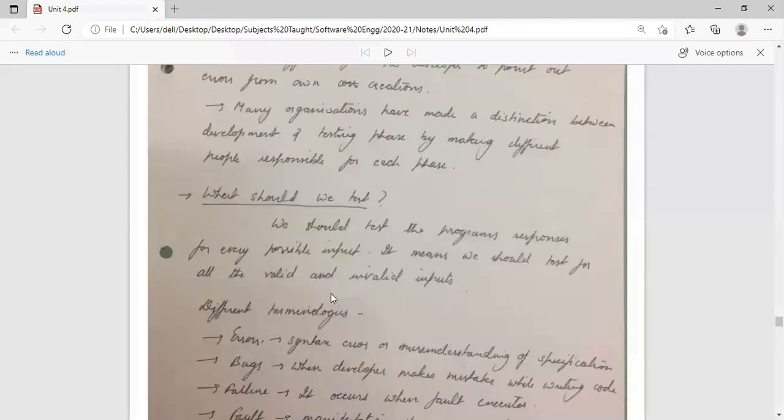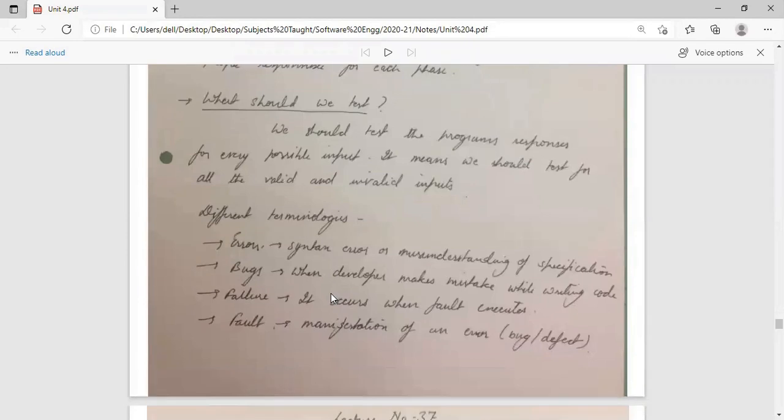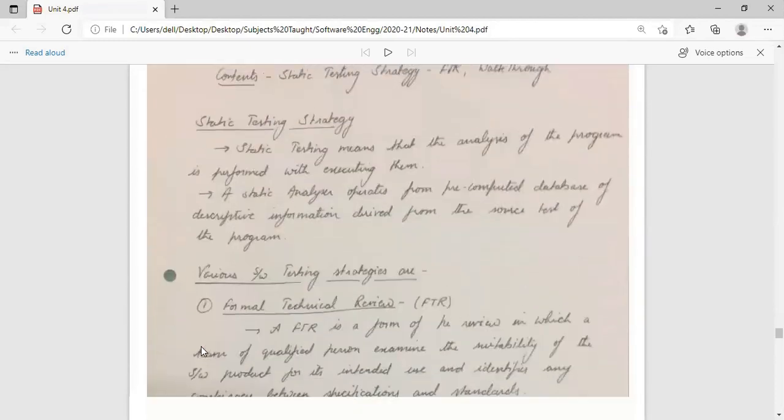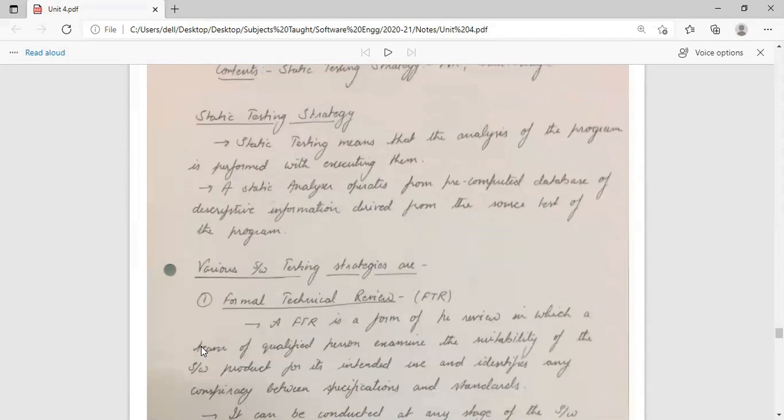Now, the next thing is, what should we test for? We have already seen this particular part. We have seen different terminologies like errors, bugs, failure, and fault. These were already taken into consideration and I have already taught you in the earlier lectures. Now we have software testing strategies. We have different strategies of software testing.